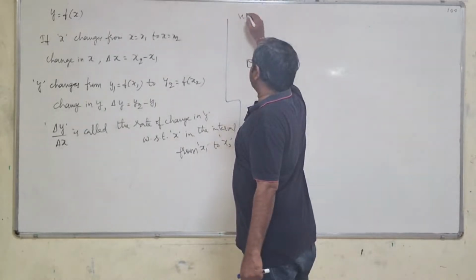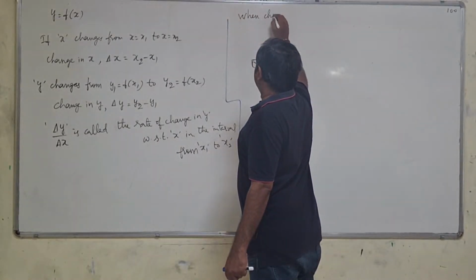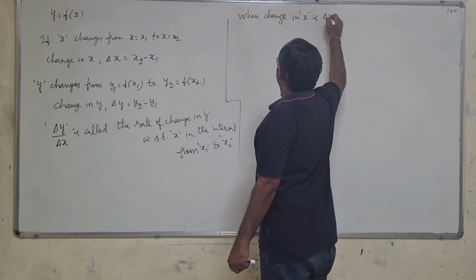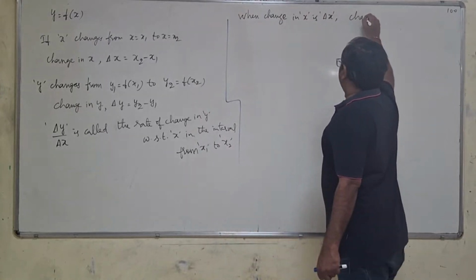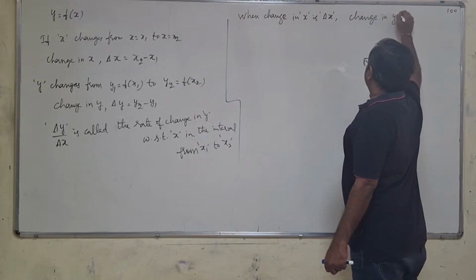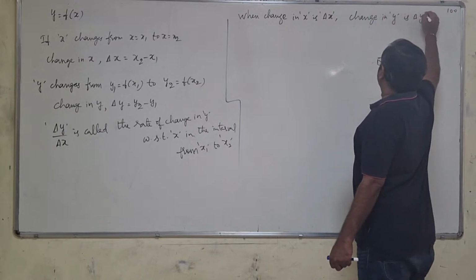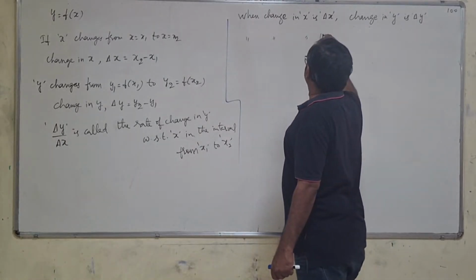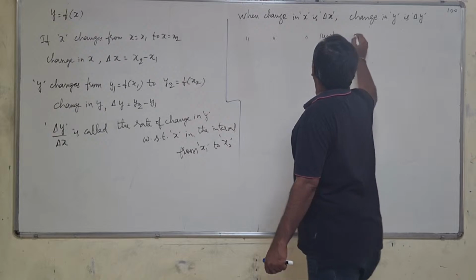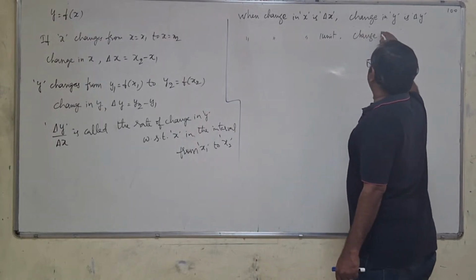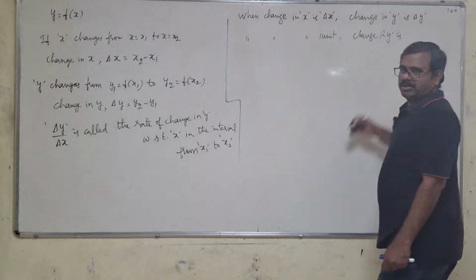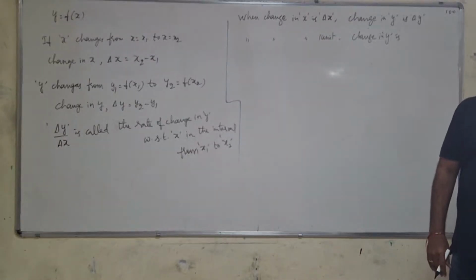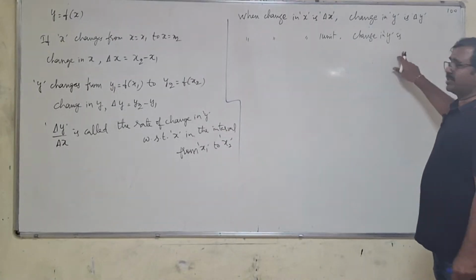So when change in x is delta x, change in y is delta y. So when change in x is 1 unit, in that case, change in y is how much? When change in x is 1 unit, what is the change in y equal to?